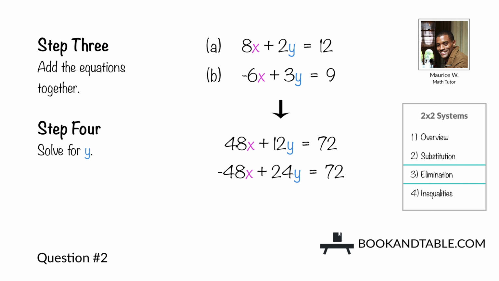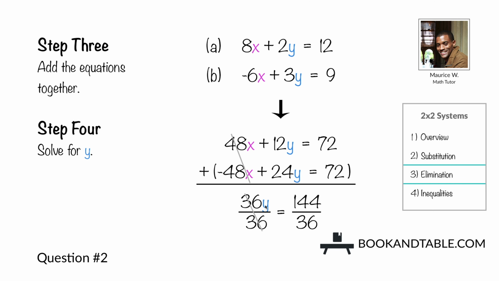So step 3, we can add the equations together to eliminate x, and that will then allow us to solve for y. 48x plus negative 48x would be 0, so that cancels out. 12y plus 24y gives us 36y. And 72 plus 72 is equal to 144. So we get 36y is equal to 144. And to solve for y, we want to divide both sides by 36, giving us y is equal to 144 divided by 36, which should be equal to 4.